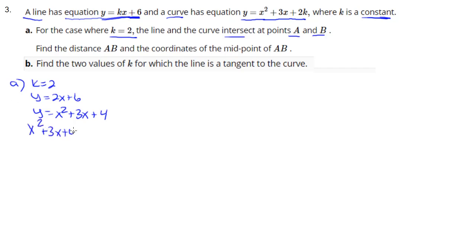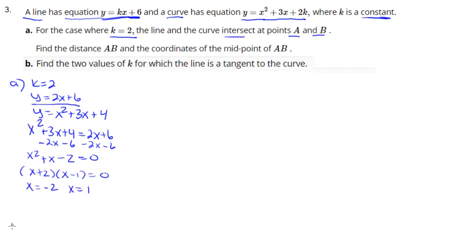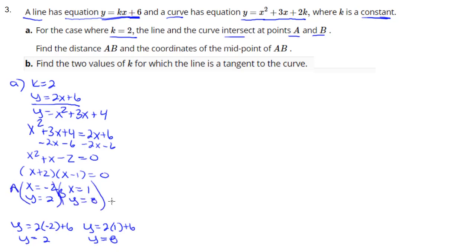Super. Okay, so we got x squared plus 3x plus 4 equals 2x plus 6. If I subtract 2x and 6 on both sides, I'm going to get this. And then I find out that x is equal to negative 2 and x can equal 1. When I plug those back into the linear equation, I find out that y equals 2 and that y equals 8. So those are my 2 points, A and B.